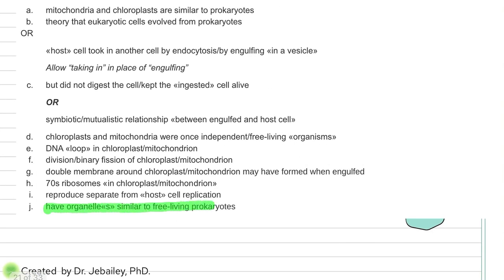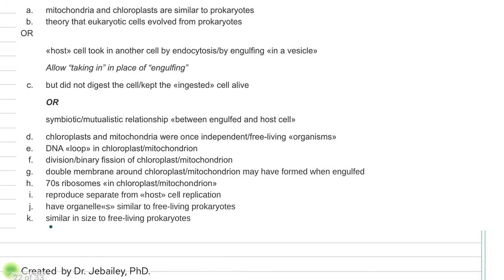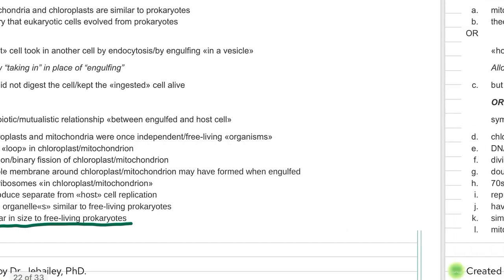Have organelles similar to free living prokaryotics. So basically, this is saying that with prokaryotics, you never see a prokaryotic having an organelle. Why? Because the size of the mitochondria as well as the chloroplast is exactly the same size as the bacteria. So basically we're saying the mitochondria and chloroplast used to be these prokaryotics that just live out there. They were just bacteria that live free out there. That's what we're trying to say. Again, we're basically saying that some organelles can go out there living on their own. And then similar size to free living prokaryotics, what I just mentioned right now.